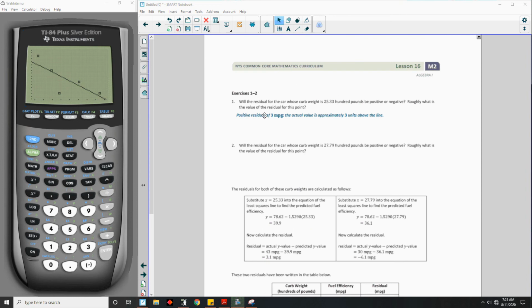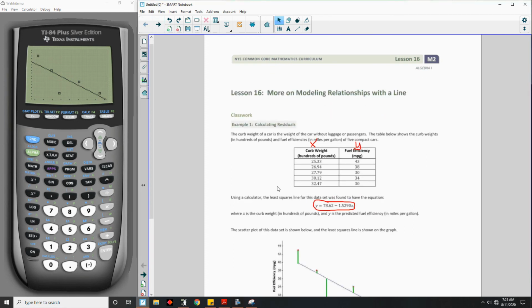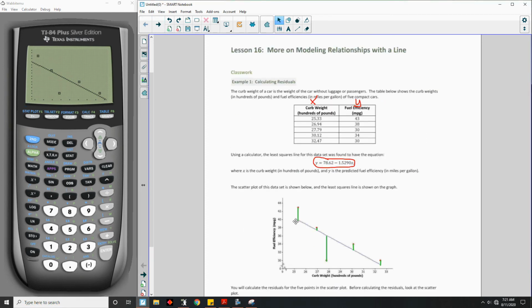Okay, so it's positive. Residual of 3 miles per gallon. The actual value is approximately 3 units above the line. So if we look, the predicted is 40, and the actual looks like about 43, halfway between 42 and 44. We're just approximating, so it's about 3.